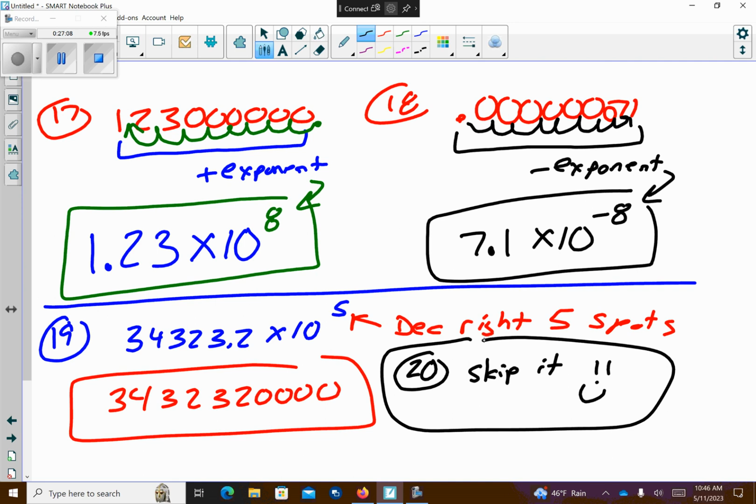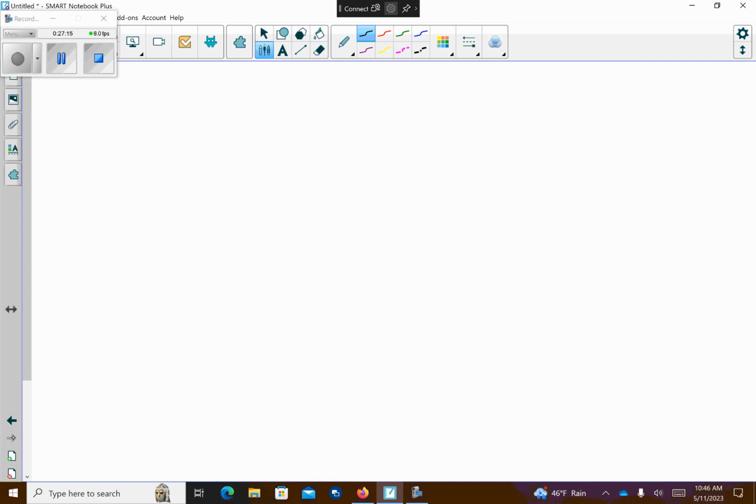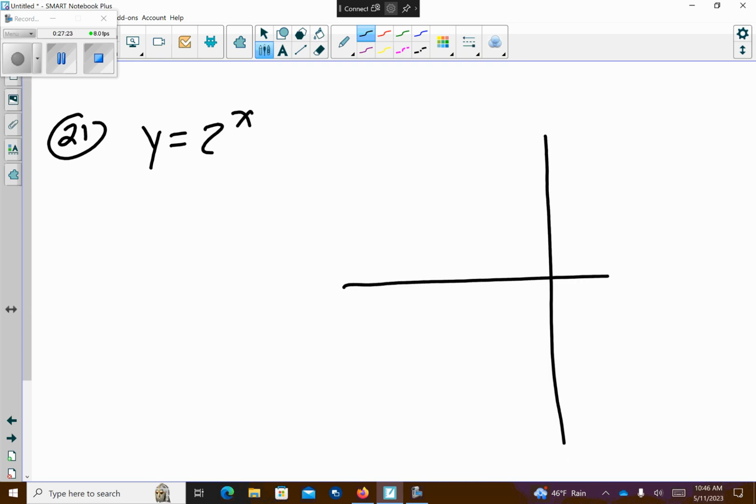It's 3 times 10 to the negative 2, so 0.003, I guess. All right, finally to the graphing. Y equals 2 to the x. So I'm going to make myself a little graph.